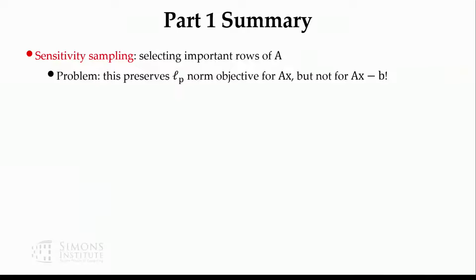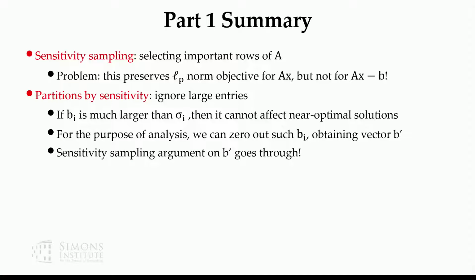So let me describe where we are. Sensitivity sampling selects important rows of A. The problem is that this preserves the Lp norm objective for Ax, but not for Ax minus b. And this idea of partitioning coordinates of b by sensitivity effectively allows us to ignore large entries of b. So if b_i is much larger than sigma_i, dropping epsilon factors, then it cannot affect near optimal solutions. You can show that both after sampling and in the original regression problem.